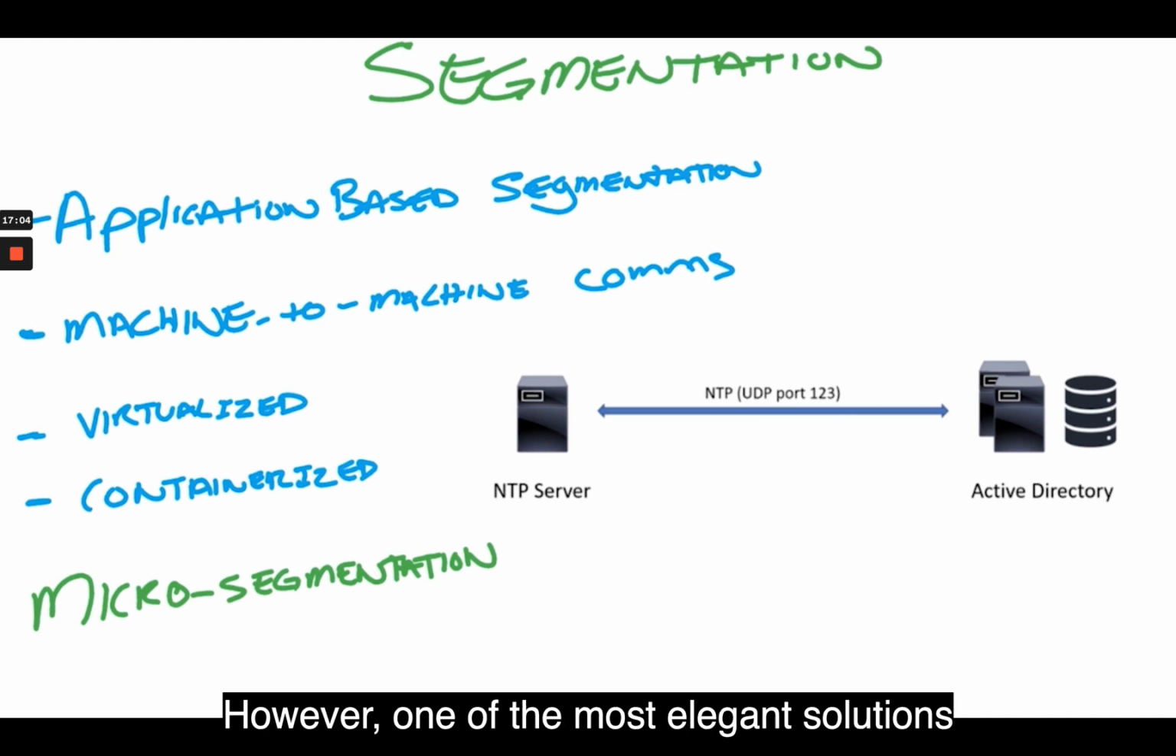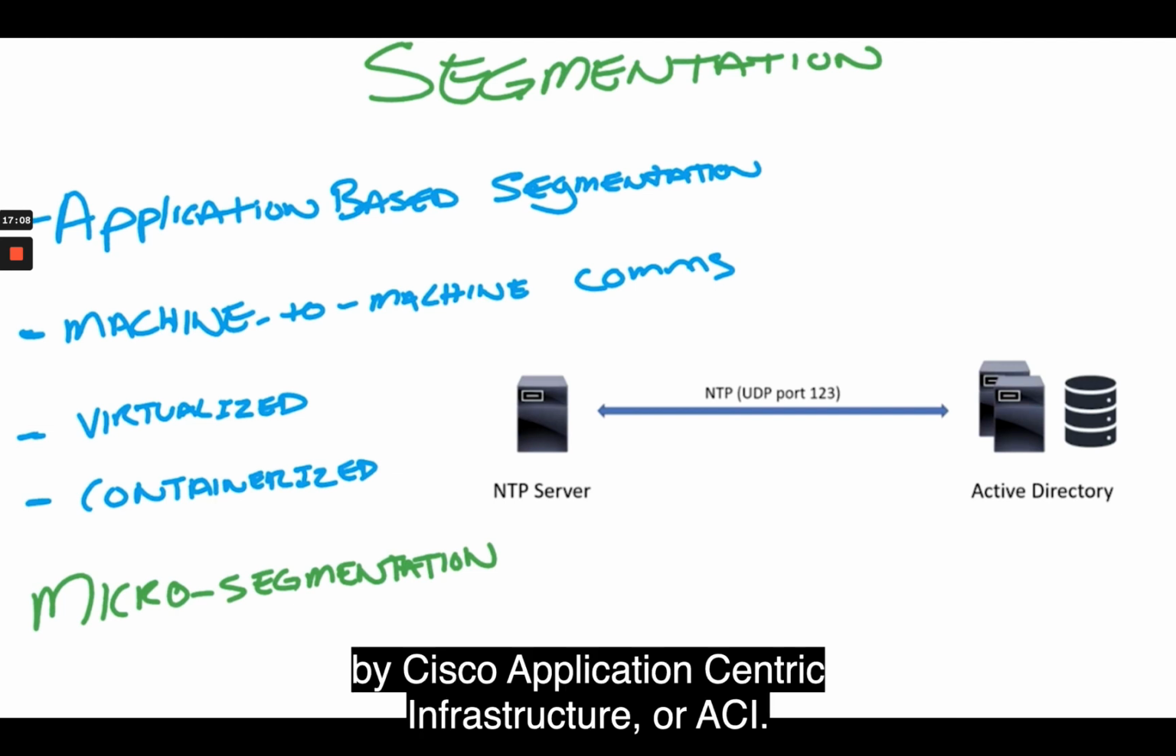However, one of the most elegant solutions of microsegmentation is the one provided by Cisco Application-Centric Infrastructure, or ACI.